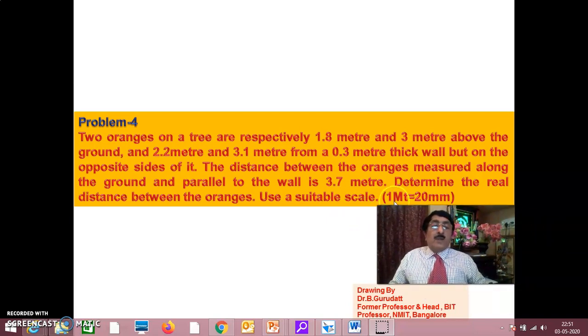I have taken a scale of 1 meter equal to 20 mm. If it is 1.8 meter, you take 36 mm. If it is 3 meters, you take 60 mm. In that way you do.